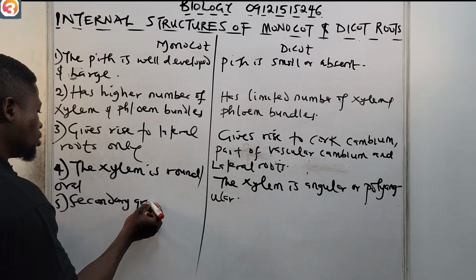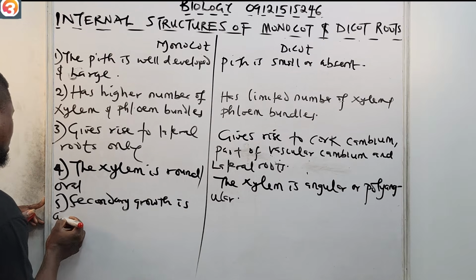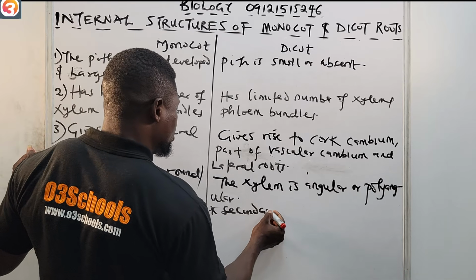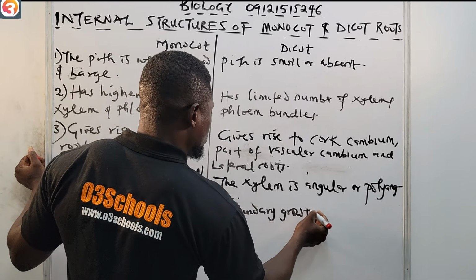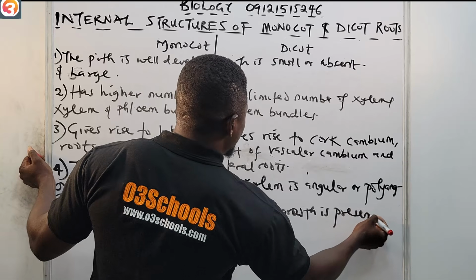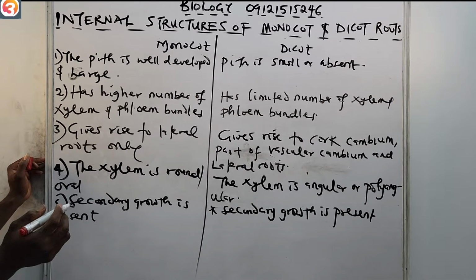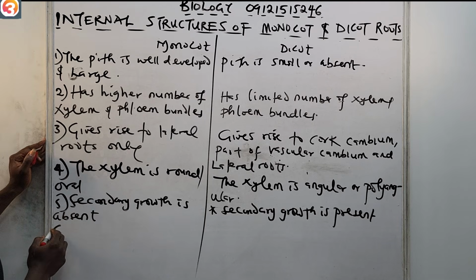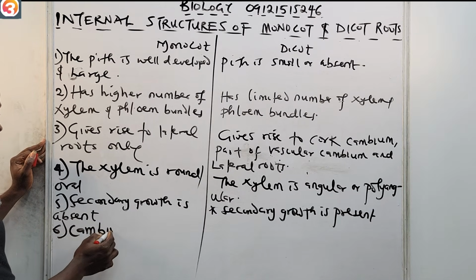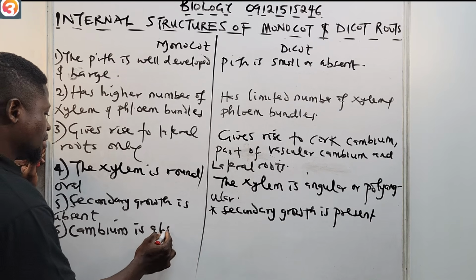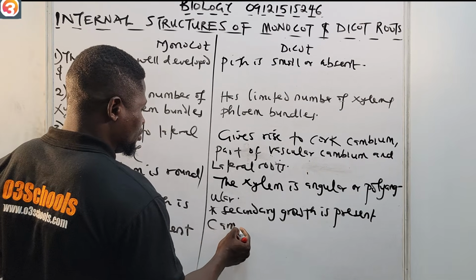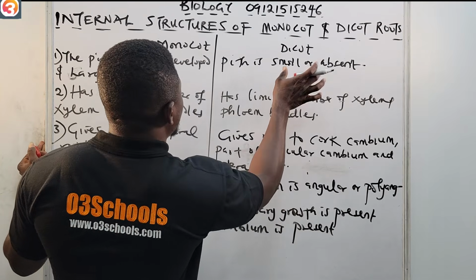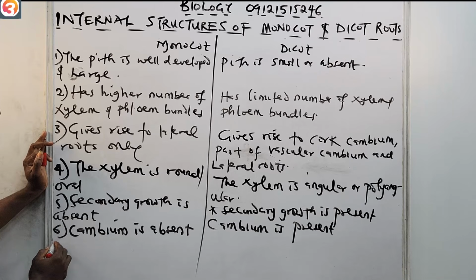Secondary growth is absent here, while secondary growth is present there. Of course, the monocot root does not have cambium. Cambium is absent, while cambium is present for the dicot root. Then also the cortex.